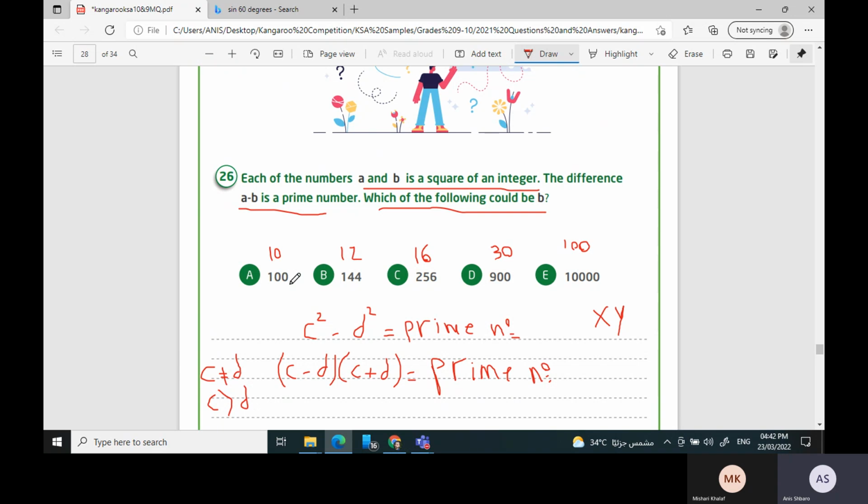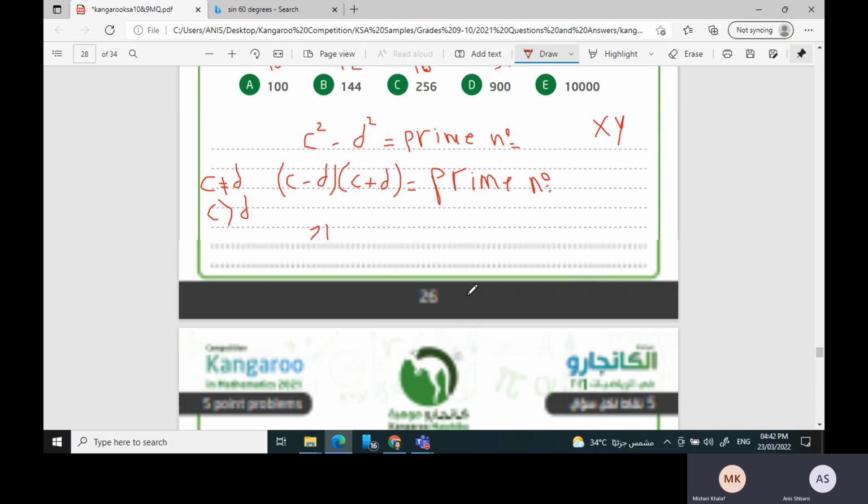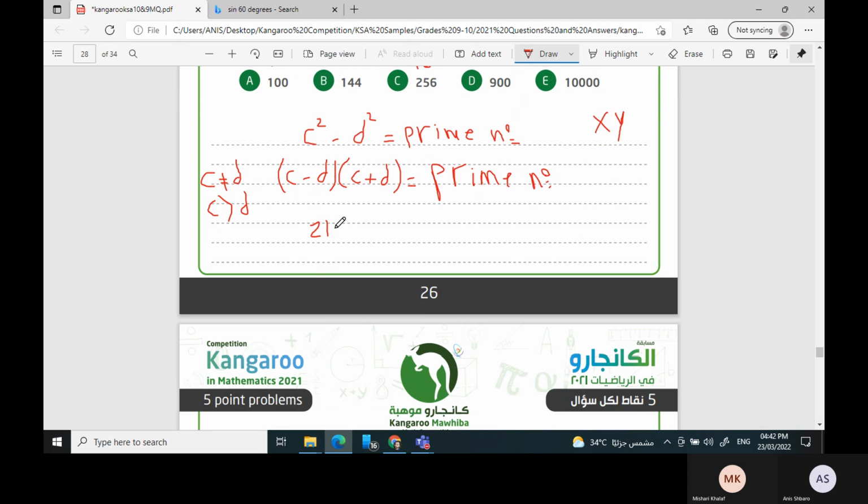So, of course, I'm not going to choose one of these red numbers, for example, 10, and give C a value of negative 9. So I'm going to look at the first one. If D is equal to 10, C must be equal to 11. So directly you can apply it. 11 minus 10 is equal to 1. 11 plus 10 is equal to 21. Is it a prime number? I'm choosing the first one. 21, is it a prime number or not? No, it's not. So I'm going to take it off.